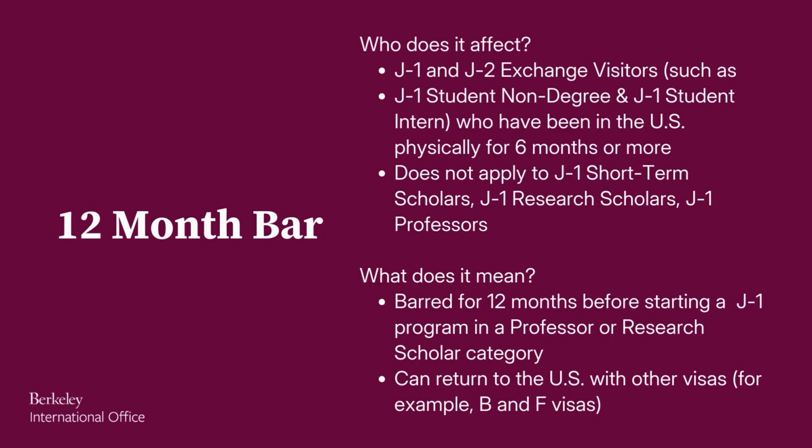The 12-month bar does not apply to those in the J1 Research Scholar, Professor, or Short-Term Scholar categories. If you are in any other category, including the student intern or student non-degree categories, and you will have been physically present in the U.S. for at least 6 months, then this rule will apply to you. After your program ends, if you wish to return for a new J program in either the Research Scholar or Professor category, you would need to wait 12 months from the date you leave the U.S. before you can start a new Research Scholar or Professor J program. This does not mean that you cannot enter the U.S. in a different visa status, such as a B or an F.